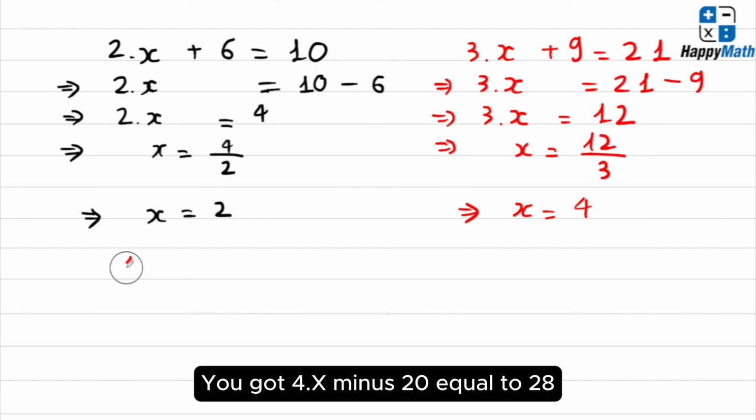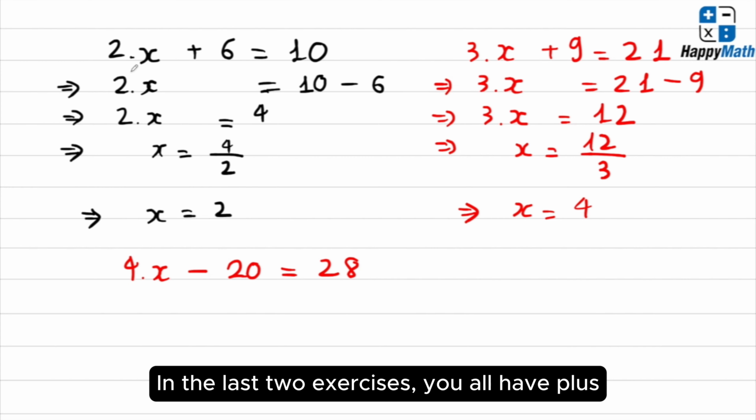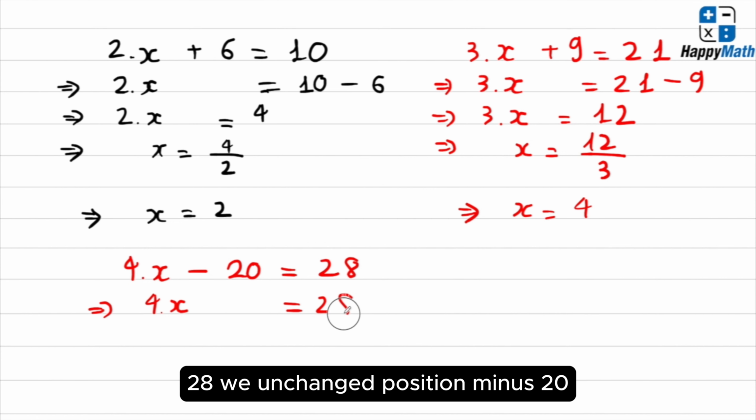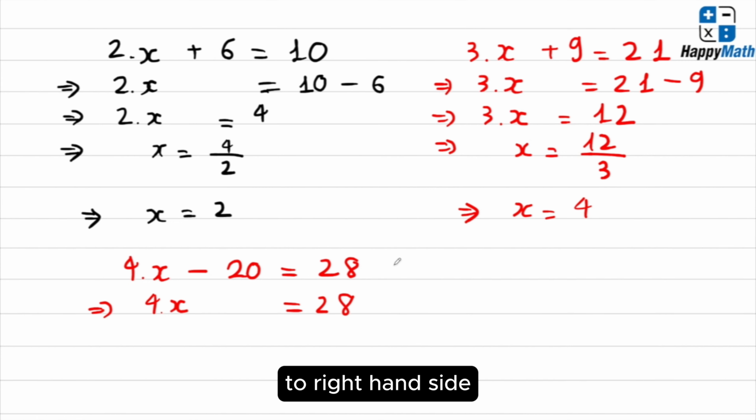Okay, a little bit harder for this one. Look at this. You got 4 times x minus 20 equal to 28. In the last two exercises, you only had plus or positive numbers, but for this one, you got minus 20 here. So for minus 20 here, that is the same thing as the change position method. 28 we leave unchanged in position. Minus 20 from the left hand side, you move it to the right hand side, it becomes plus 20.